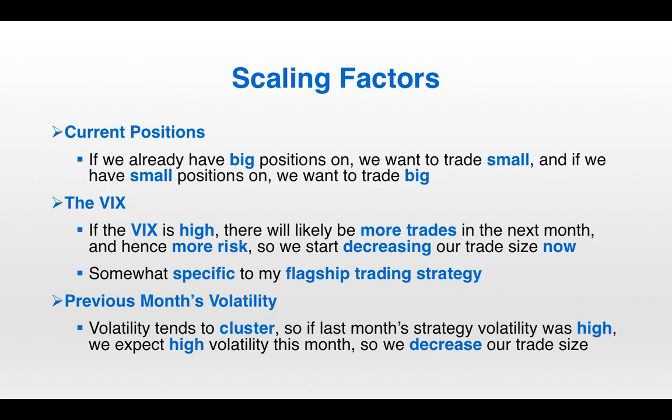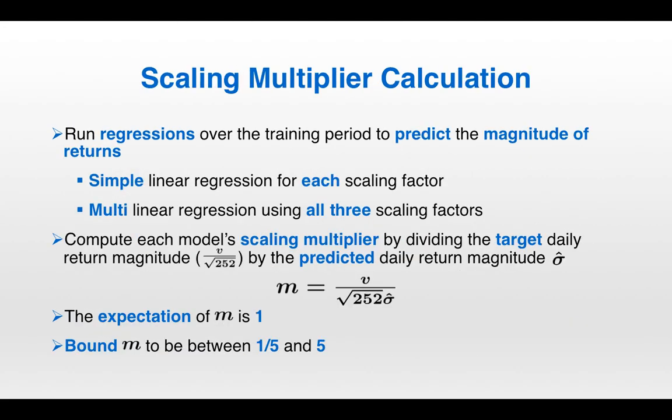And our final factor is the previous month's volatility. So volatility tends to cluster, meaning that if last month's strategy volatility was high, we expect high volatility this month, so we need to decrease our trade size now. And these 3 factors together are what we use in order to compute our scaling multiplier. And now we're going to do the actual scaling multiplier calculation.